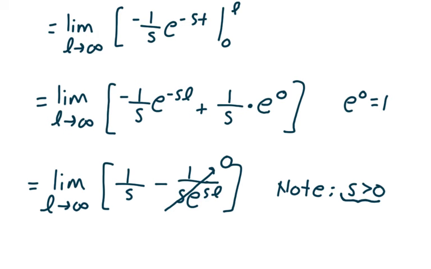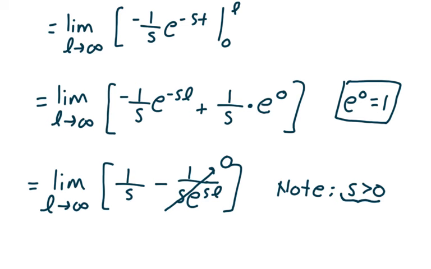So it's the fundamental theorem of calculus, right? And so this is the limit as L goes to infinity of negative 1 over s e to the negative sL plus 1 over s times e to the 0. But remember, e to the 0 is 1. So this can be written as the limit as L goes to infinity of 1 over s minus 1 over s e to the sL.